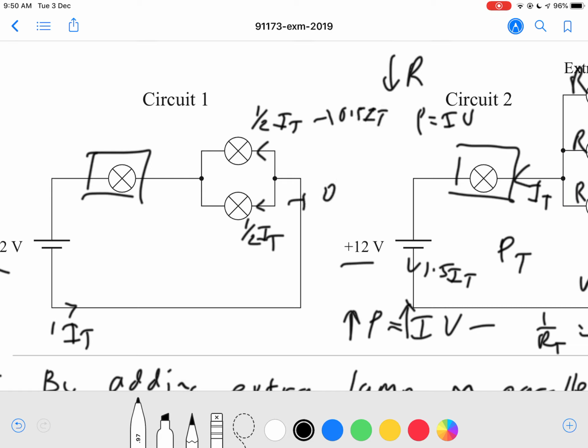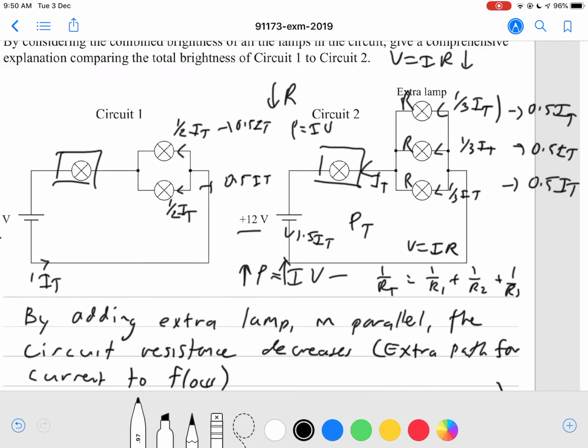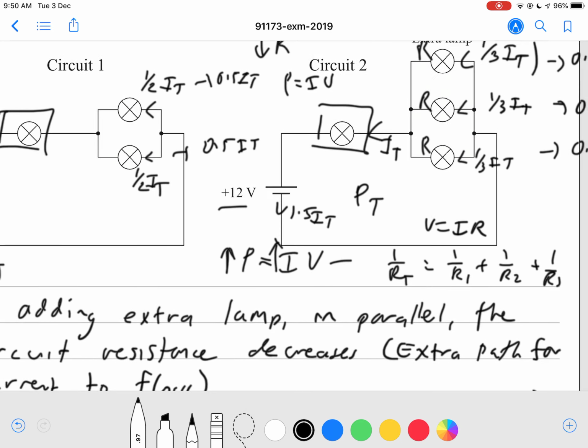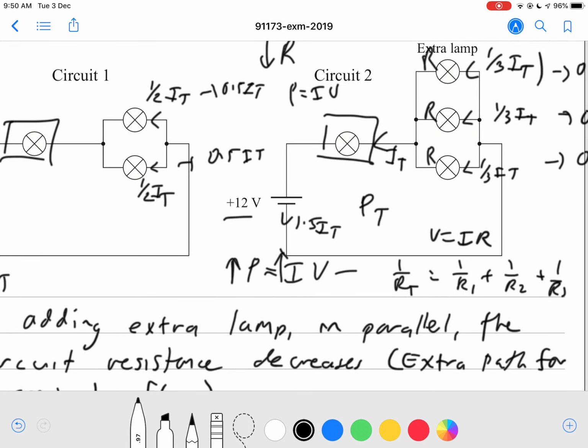And this will also get 0.5 I total. So that means the current flowing through each lamp is the same. However, we have to find the relationship between the voltage. Remember how I was saying that the voltage used by this lamp in series has increased?